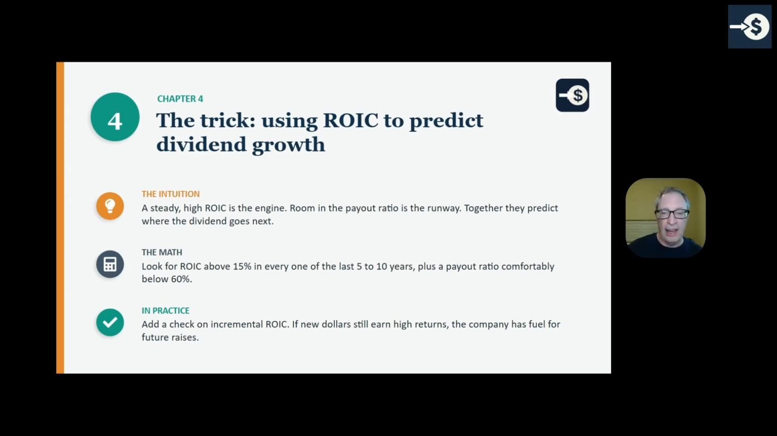So that is the trick to using ROIC to help us predict dividend growth. We want to look at a high ROIC, we want to look at a payout ratio, and we want to see those over trends. Then we want to multiply that, and that will give you a reinvestment growth rate of how much the company could continue to grow in the future.